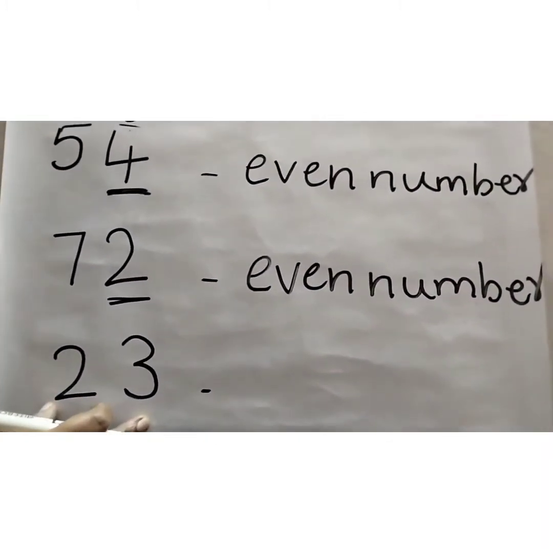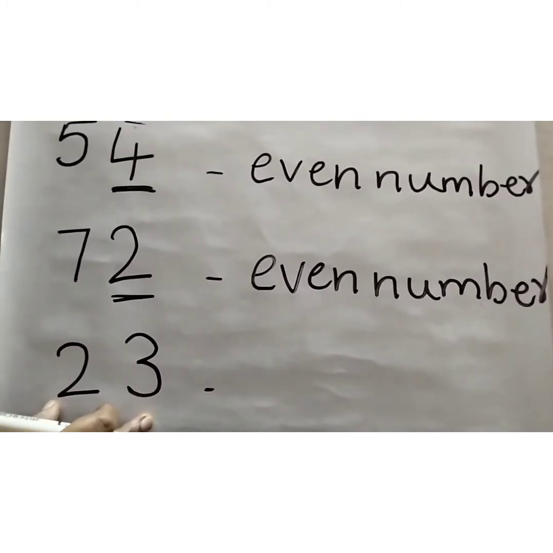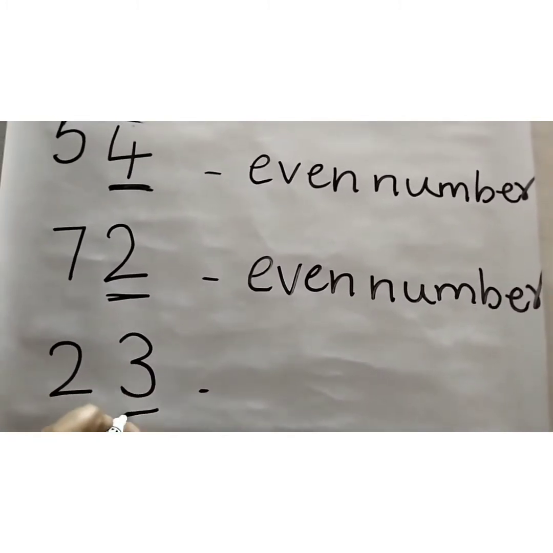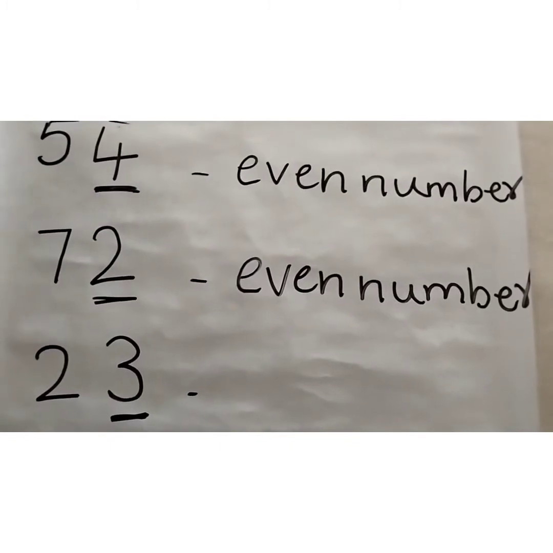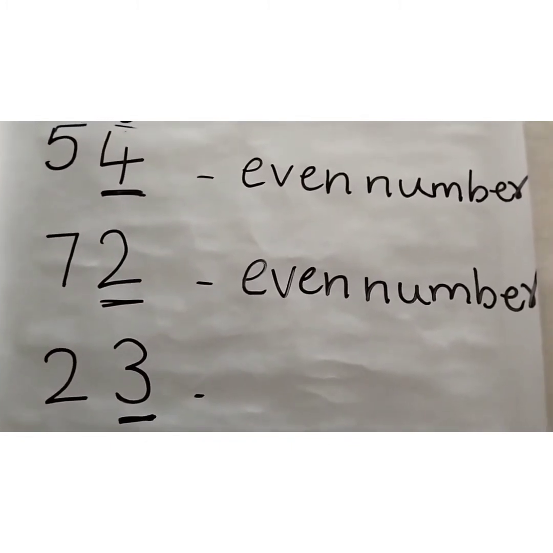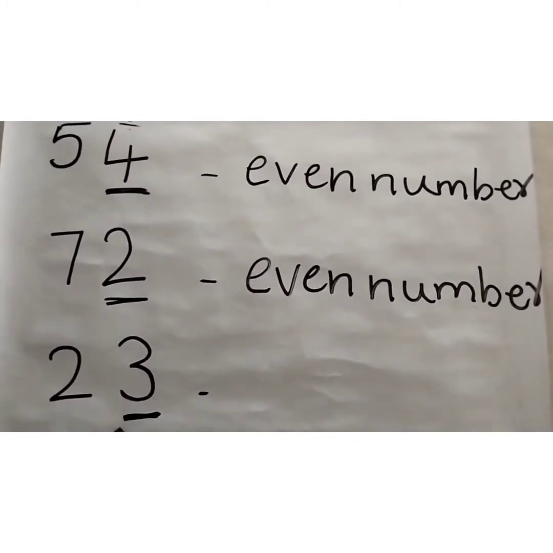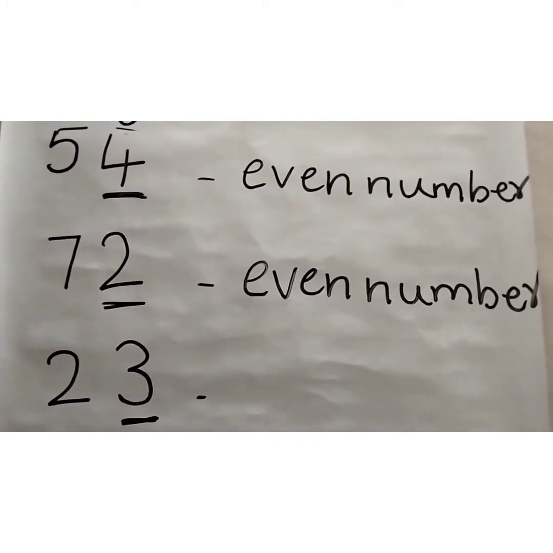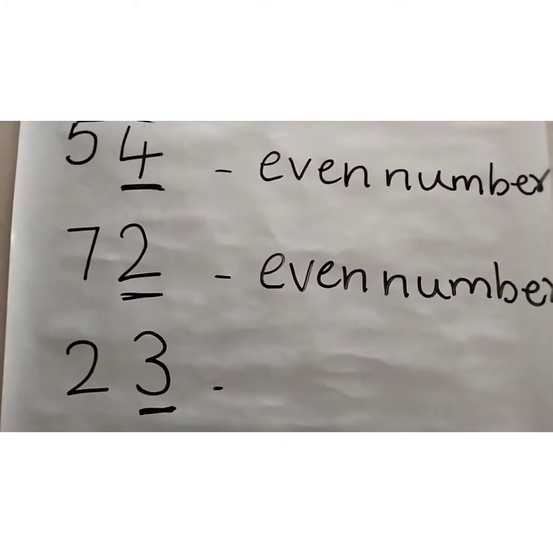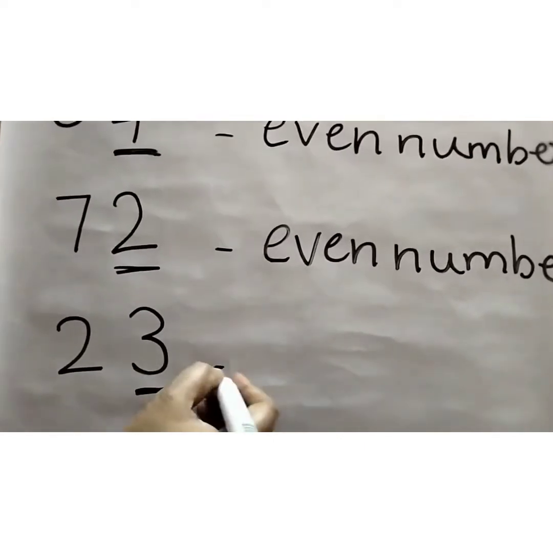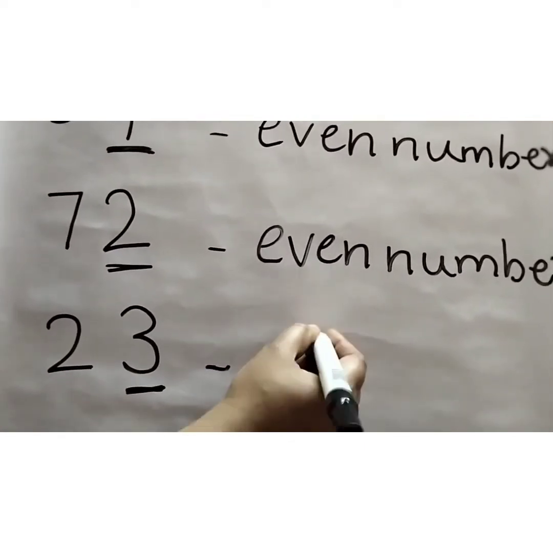Look at the next number, 23. 3 is in its ones place, isn't it? If 3 is in the ones place, what is the number? It is an odd number, isn't it? So 23 is an odd number.